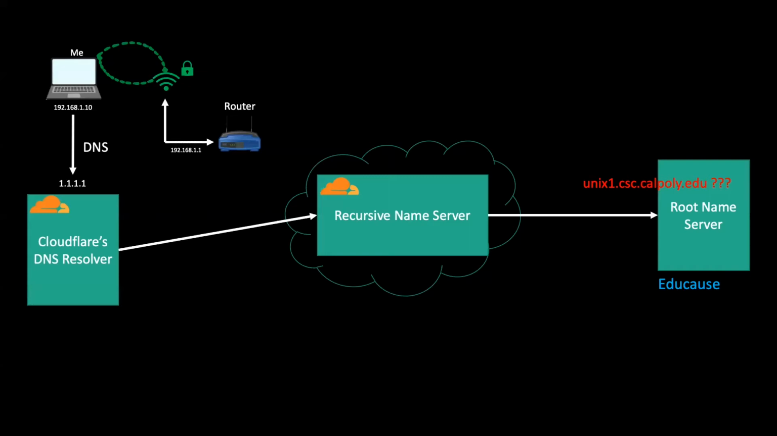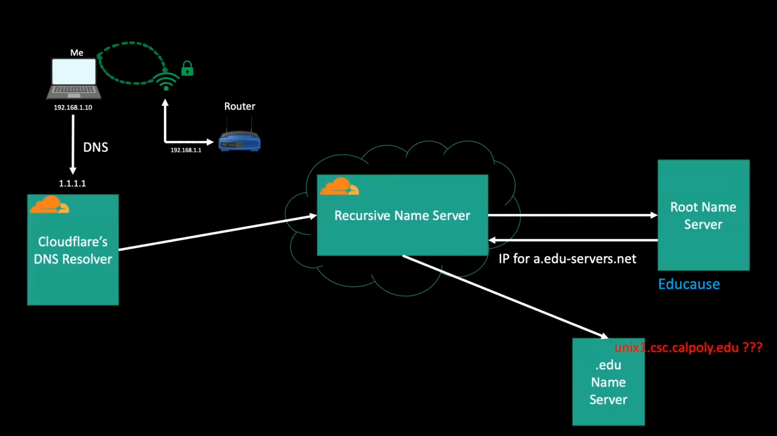It knows where .edu is at, and it knows that .edu is owned by Educause, and their organization has their own set of name servers which can be looked up, and the root name server knows where those are because Educause tells them. So in this case, it has an IP address for one of its name servers, which is a.edu-servers.net, and that gets sent back to Cloudflare with the original request. So Cloudflare is like, okay, so I got part of it. I got .edu, but I'm still not done. I don't know where Unix 1 is. So let's ask .edu.